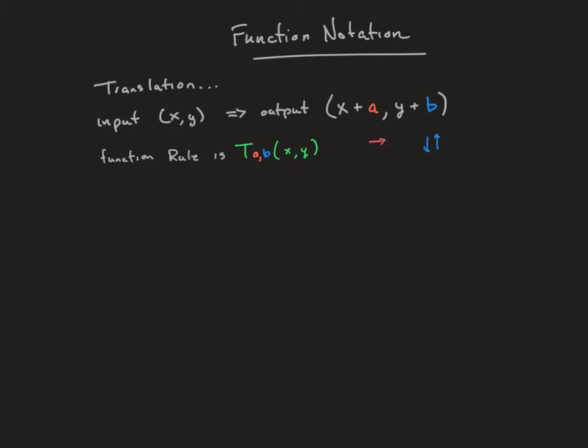Okay, and then how do we write that function rule? Well, right here, the function rule is T, standing for translation, with subscript a, b. That is the amount that you translate both your x value and your y value, and then comes the ordered pair of your start, from your pre-image. And we'll look at some mapping.